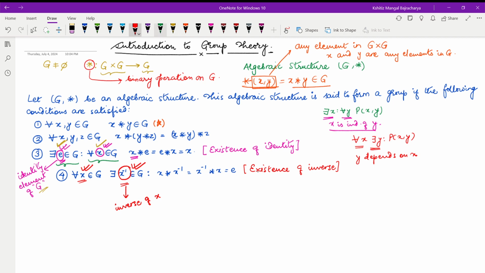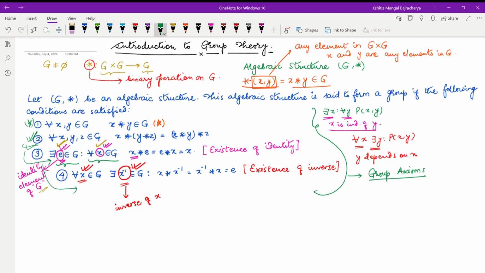These conditions which the algebraic structure should satisfy are also called group axioms or group conditions. Now we can omit this because of the definition. We can include this anywhere, right here, or somewhere in the middle, or at the end.